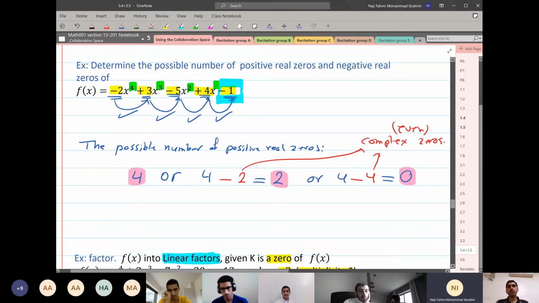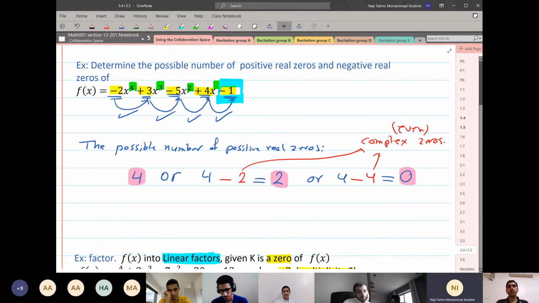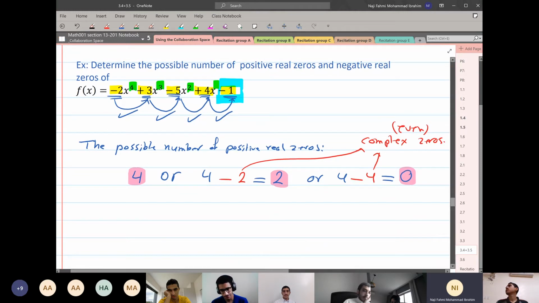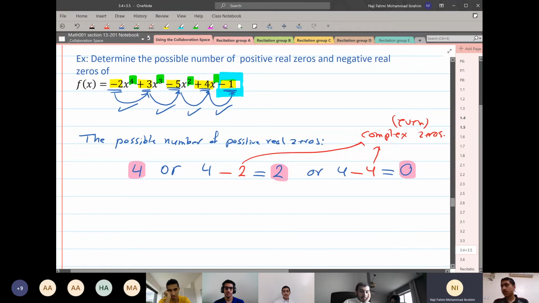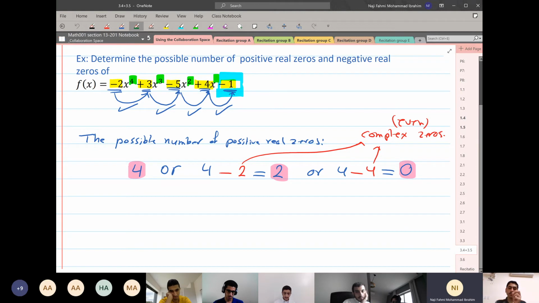So this is now the number of positive real zeros. We can have either 4 positive or 2 positive or no positive zeros. But can we have 3 positive zeros for this example? No. Can we have one positive real zero for this polynomial? No. So the number of positive zeros is either 4 or 2 or 0. Any questions about the number of positive real zeros before going to the negative? Raise your hand if you have a question on this.